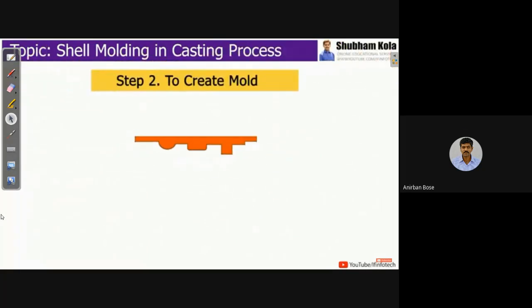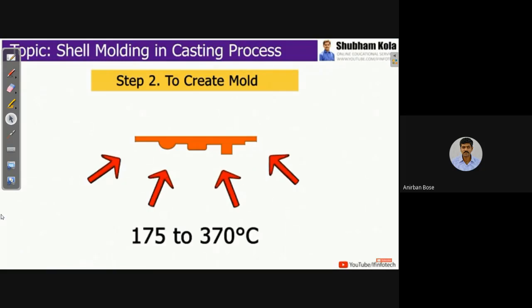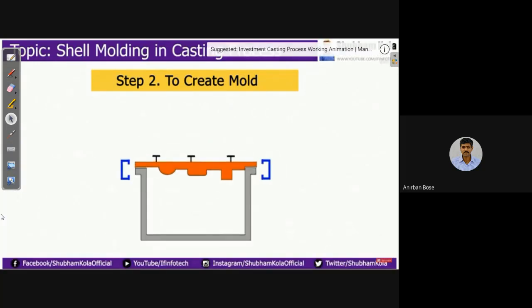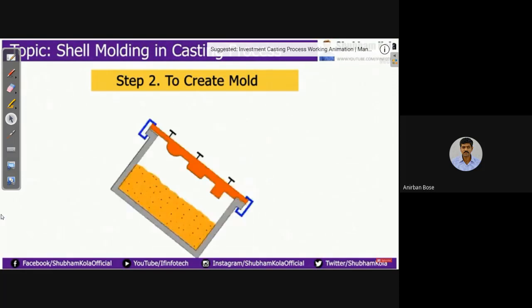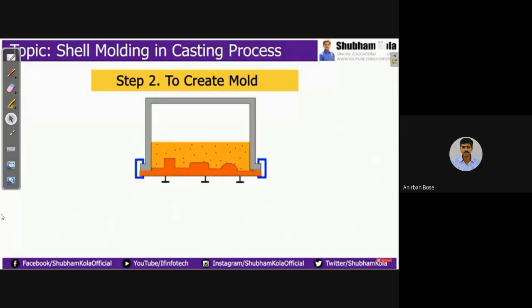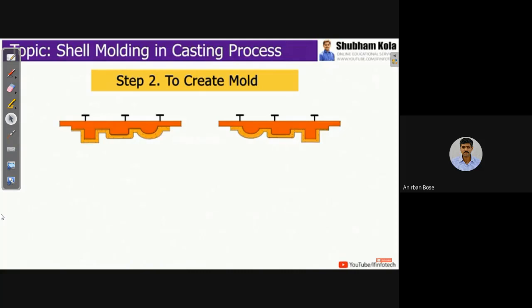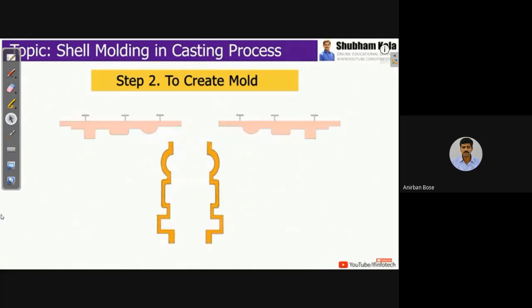The next step is to create the mold. During creation of the mold, each pattern half is heated to 175 to 370 degrees Celsius and coated with lubricant to facilitate removal. The heated pattern is clamped to a dump box, which contains a mixture of sand and resin binder. The dump box is inverted, allowing the sand-resin mixture to coat the pattern. The heated pattern partially cures the mixture, which now forms a shell around the pattern. Each pattern half and surrounding shell is cured to completion in an oven, and then the shell is ejected from the pattern.